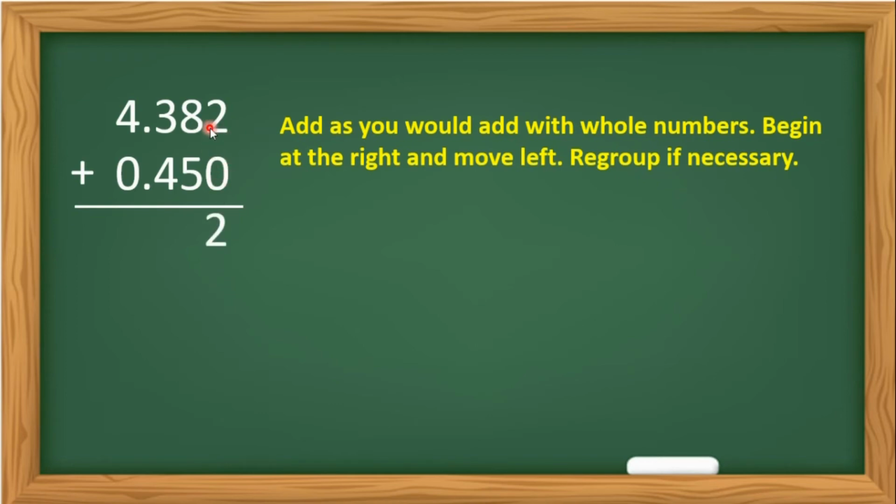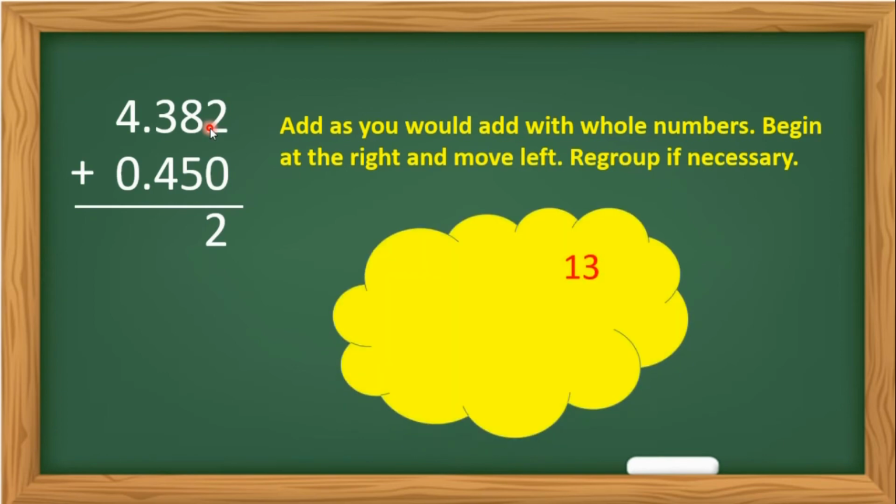And then next is 8 plus 5 is 13. So how do we write 13? We have to regroup, bring down 3, and carry 1. So 8 plus 5 is 13, bring down 3, and carry 1. Then 1 plus 3 equals 4, plus 4 equals 8. And 4 plus 0 is 4.